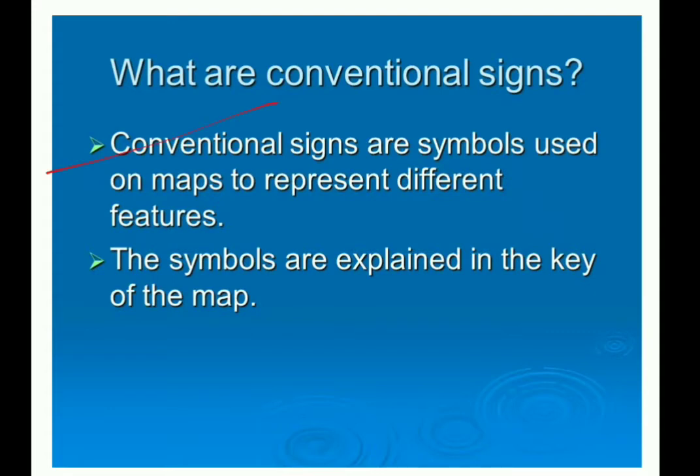Next, we go through what conventional signs are. Conventional signs are symbols used on maps to represent different features. The symbols are explained in the key of the map. The symbols are called the language of the map. While reading a map, the symbols give us a lot of information, such as the exact places of buildings, reservoirs, rivers, railway tracks, national highways and so on, with different colors, different shades, as well as pictures and lines.